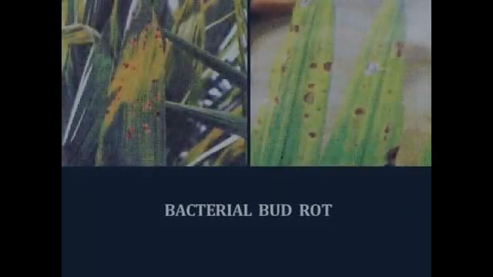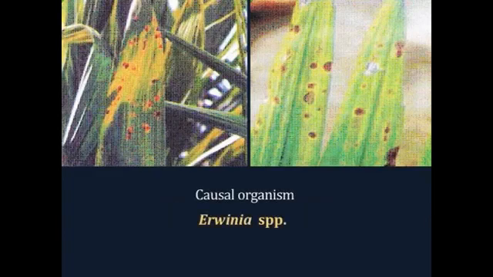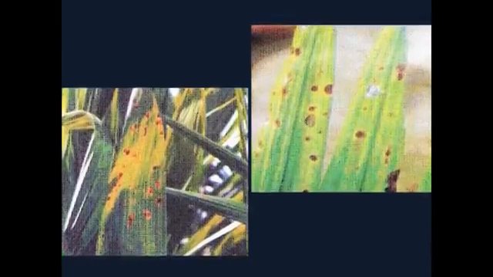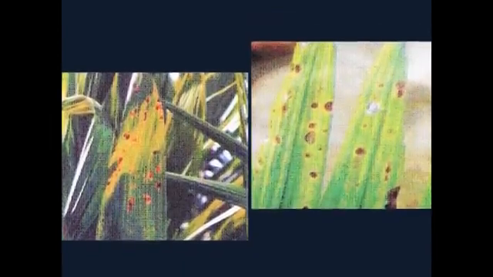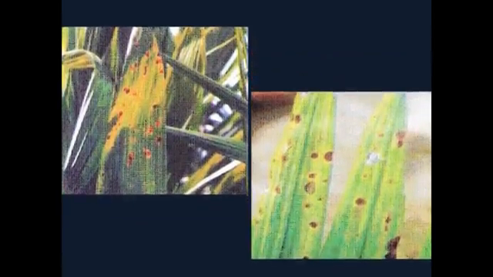Next important disease is the bacterial bud rot, and the causal organism is Erwinia species. Now let's see the symptoms of the disease. Parts of spear leaf petiole turns brown. Discoloration may be associated with a wet rot. Spear leaf may be wilted and or chlorotic.